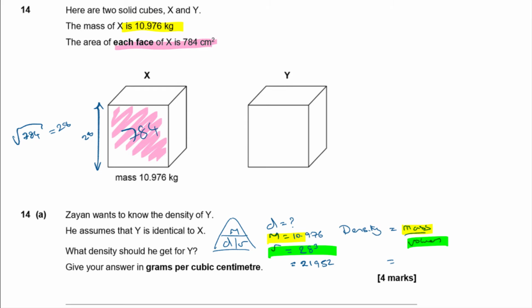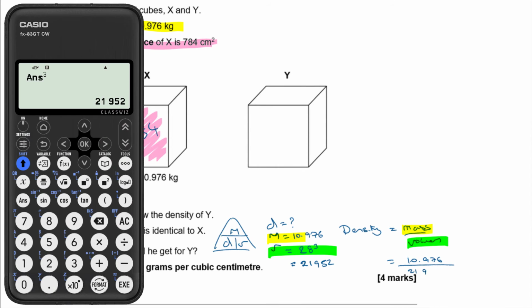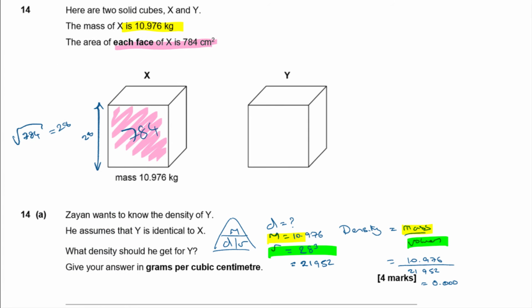So density is going to be 10.976 divided by 21,952. So what's that, calculator? 10.976 divided by 21,952. That comes out to be 0.0004. It's 5 times 10 to the minus 4. So that's equal to 0.0005 then, isn't it? But remember, that's in kilograms per cubic centimeter.